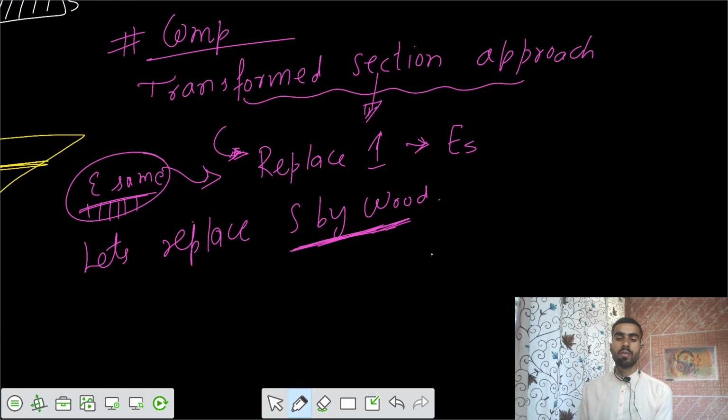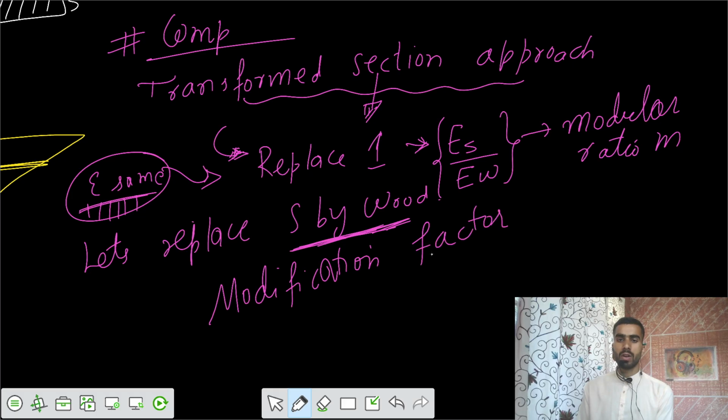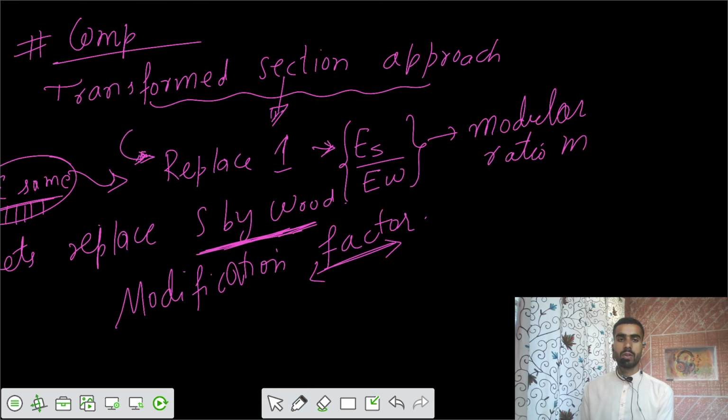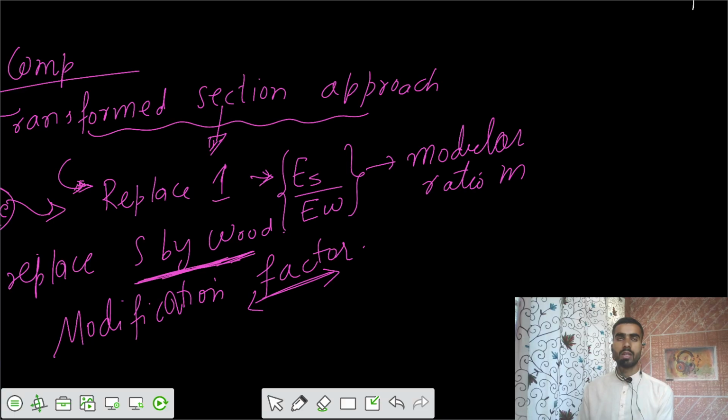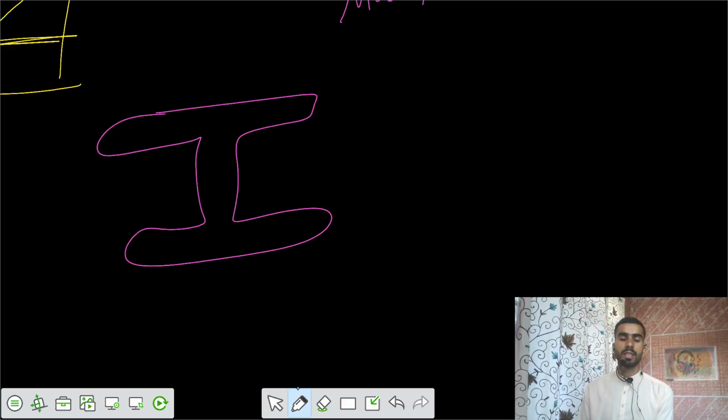Because of the change in E, we have a modification factor, also called the modular ratio. Let's say ES by EW. We have this factor, and it helps us convert one material into the other. We also call it M, or the modification factor. We'll solve a problem on it, and you will understand what it does. So we transform one of the materials into the other. Then the section gets changed into the final section, the transformed section.